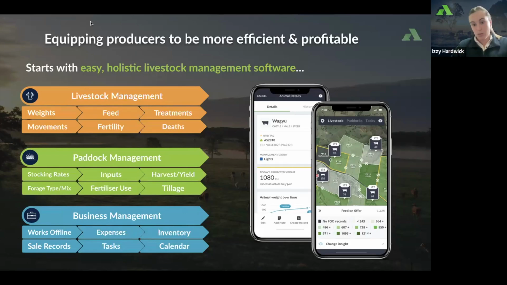We have an individual animal management system, which can be seen on the screen here. And we also run a mob system. So if you're running sheep or large number of cattle, the mob system might be for you.